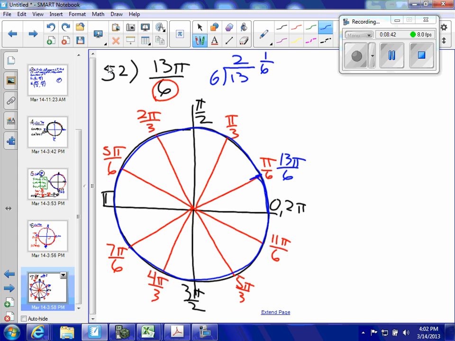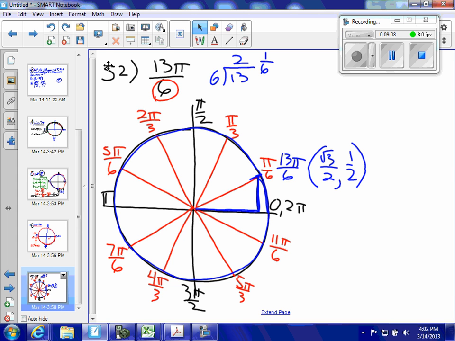Well, what are the coordinates of 13 pi over 6? The coordinates of 13 pi over 6 are radical 3 over 2 and 1/2. My x value has gone out this far. My y value has gone up this far. You can see my 30, 60, 90 right triangle. I can see that my small side, my sine, is 1/2, and my long side is my cosine. It's going to be radical 3 over 2.